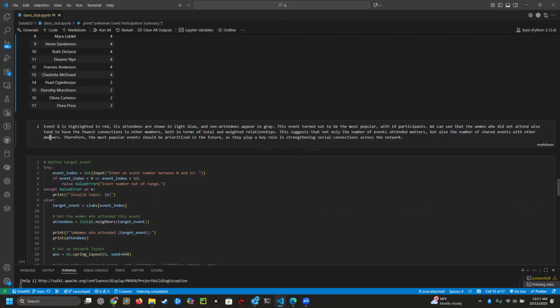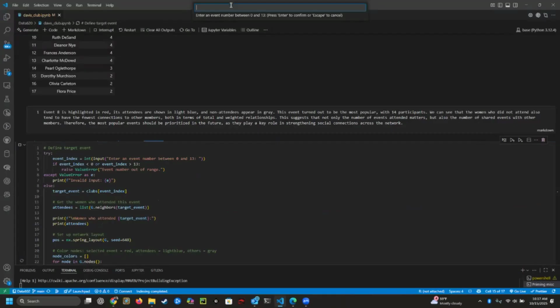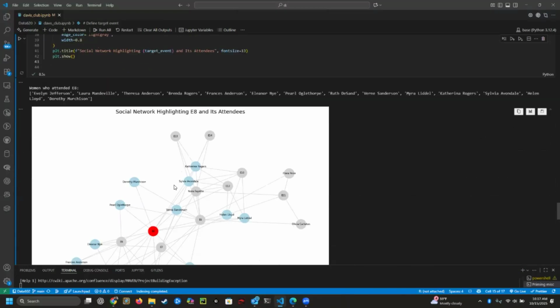And then finally here I have some interactive code that allows us to pick the event and see a visual representation of the women that attended that event. So we're gonna do the most important event here, which was 8. So remember we're dealing with indexes. So 8 minus 1 will be 7. So we're looking at index 7. And now let's see what we get here.